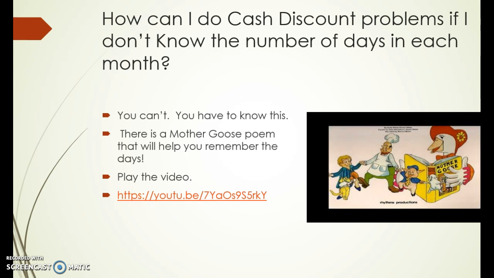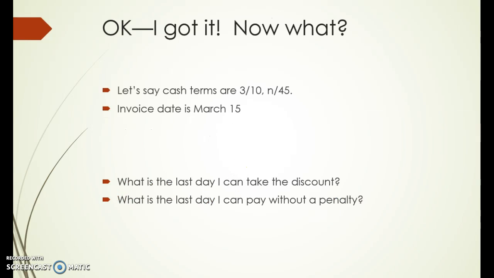So, like I said, this poem is by Mother Goose. Thirty days has September, April, June, and November. And if you can't get this video to play over here, simply go to this link and they'll sing the song for you and the whole poem. That way you'll know exactly which months have 30 days, which have 31, and then of course poor little February is either 28 or 29, depending upon if it's a leap year or not.